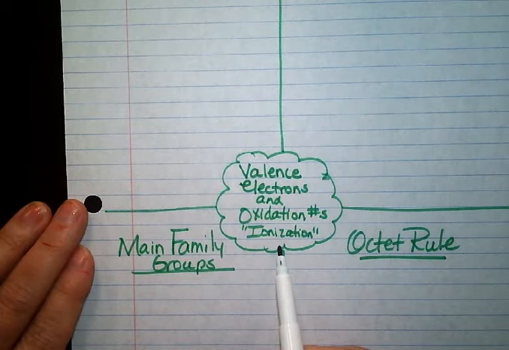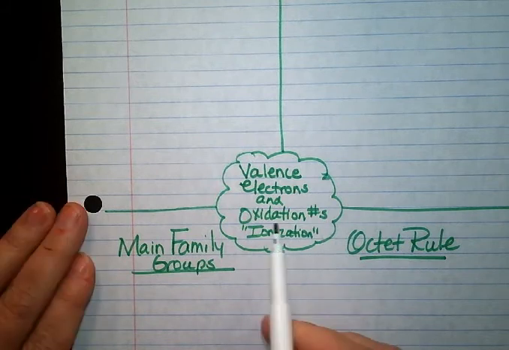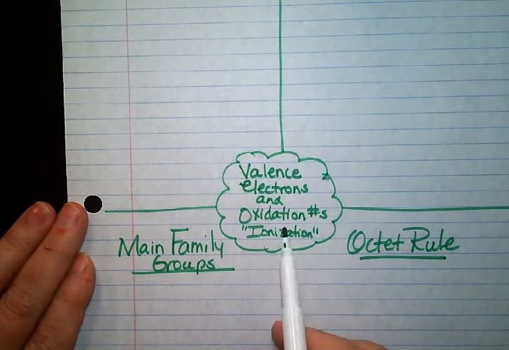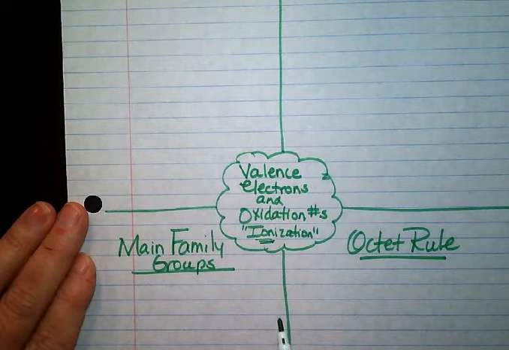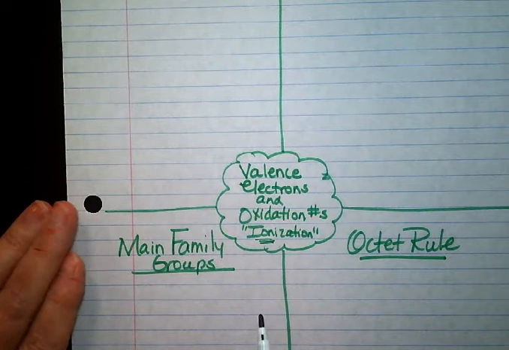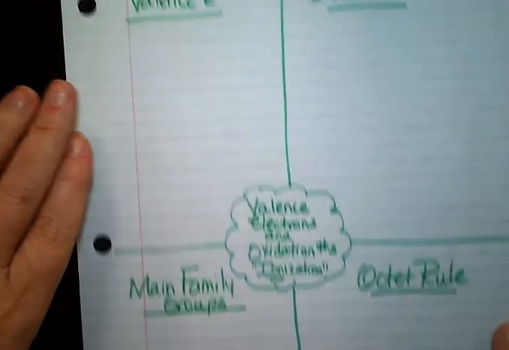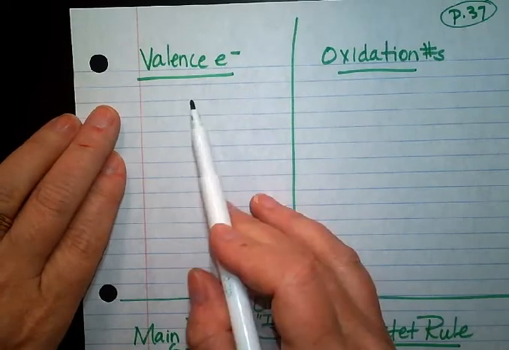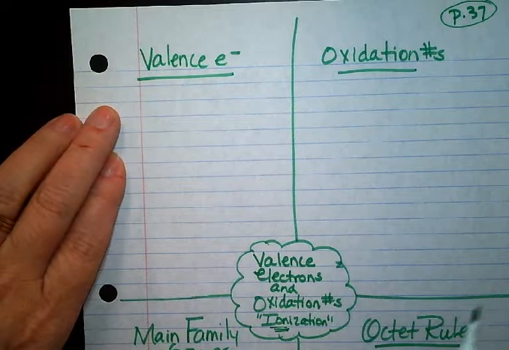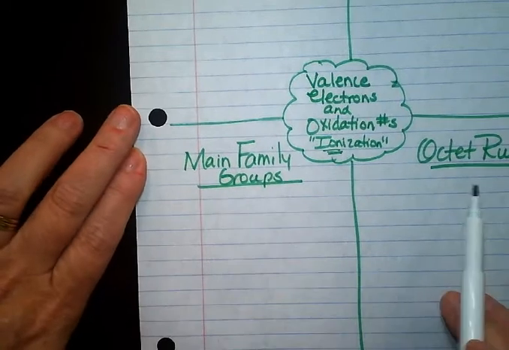There's a few words in here that might be looking a little bit new to you. Oxidation number, it should probably be new. Ionization, remember we still see that root word in there, ion, which means that it's going to be charged or getting a charge. So then we're going to put 4 categories: valence electrons, oxidation numbers, the main family groups, and the octet rule.